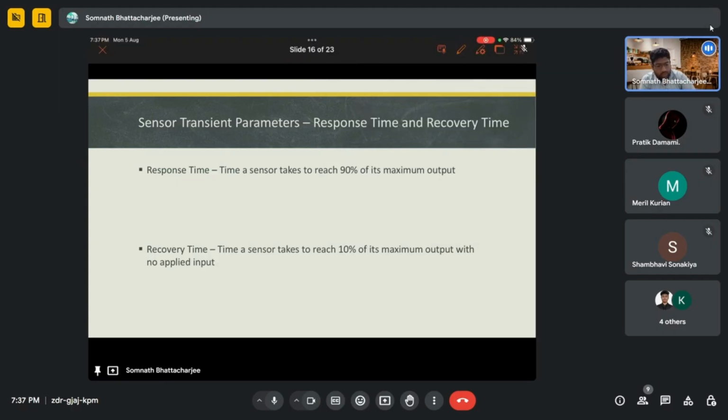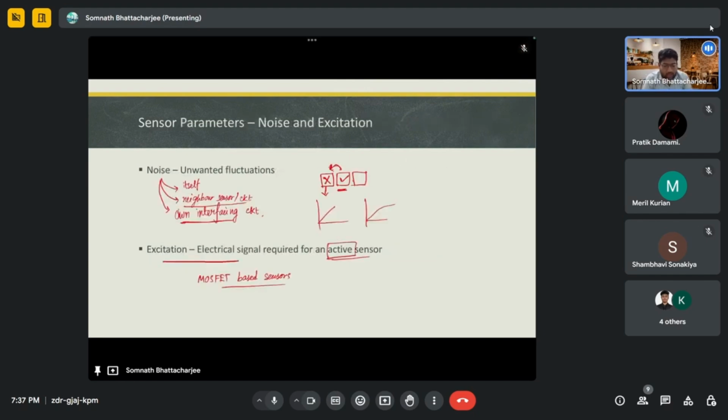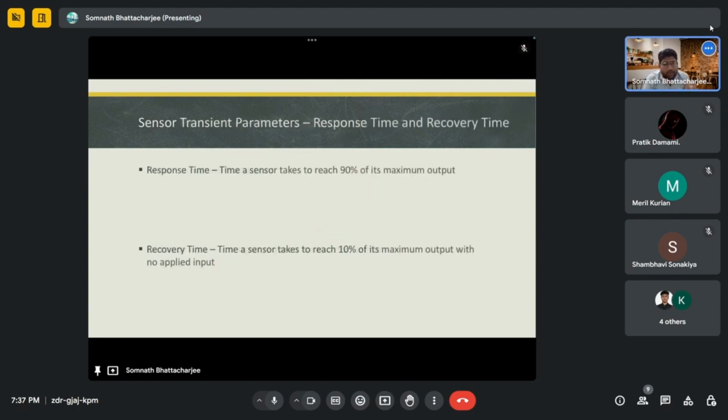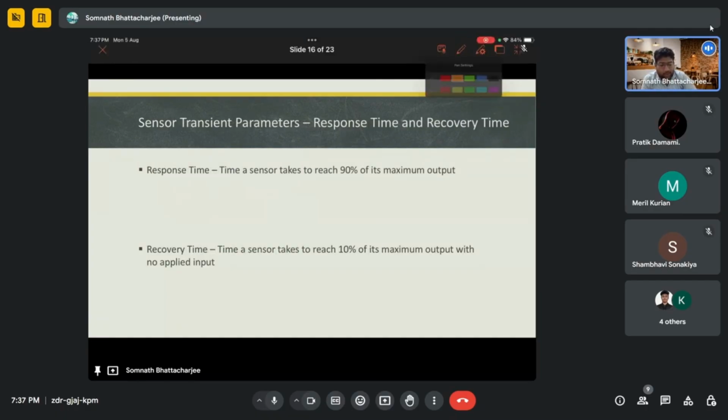Now we'll look into several transient parameters. Throughout the previous slides we were talking about the parameters even when there is no change in time, but time is also an important factor which we have to take into account. So a sensor has a response time. What is a response time? Let's say we have a photodetector, and it has a characteristic like this. If we are giving a light, we get a voltage value.